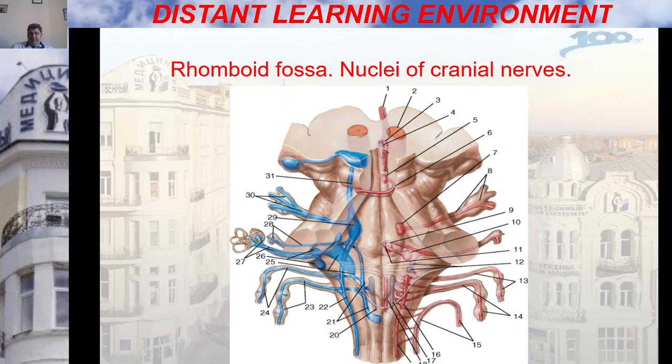So you know that vegetative nuclei are located in the lateral horns in the spinal cord. In accordance with the position of the lateral horns between the posterior and anterior horns, they are probably to be between the somatic sensory and somatic motor nuclei in the rhomboid fossa when the neural tube spread out. And you may see in violet color vegetative nuclei here.